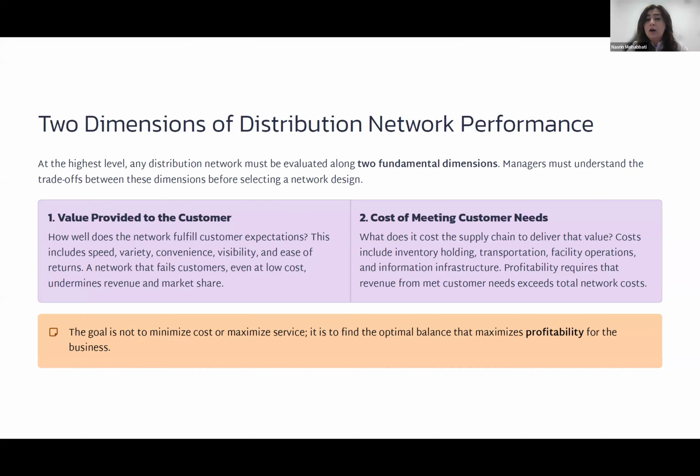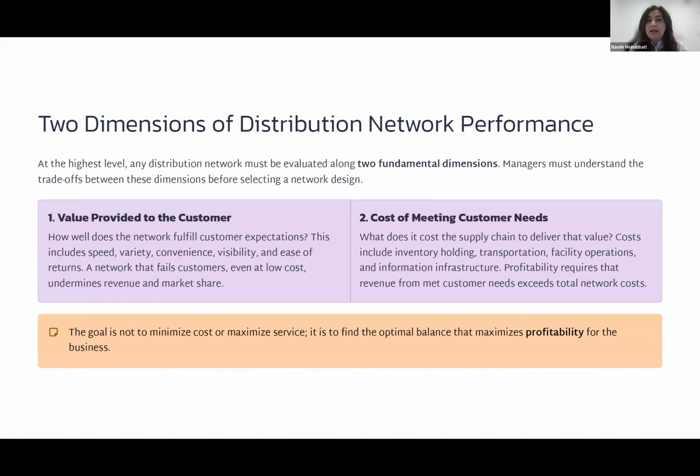And also, obviously, the cost for the entire business. A business is running because it needs profit. There are many different kinds of costs: cost of holding inventory, cost of transportation, all the facilities such as warehouses, distribution centers, operations, as well as the information infrastructure.